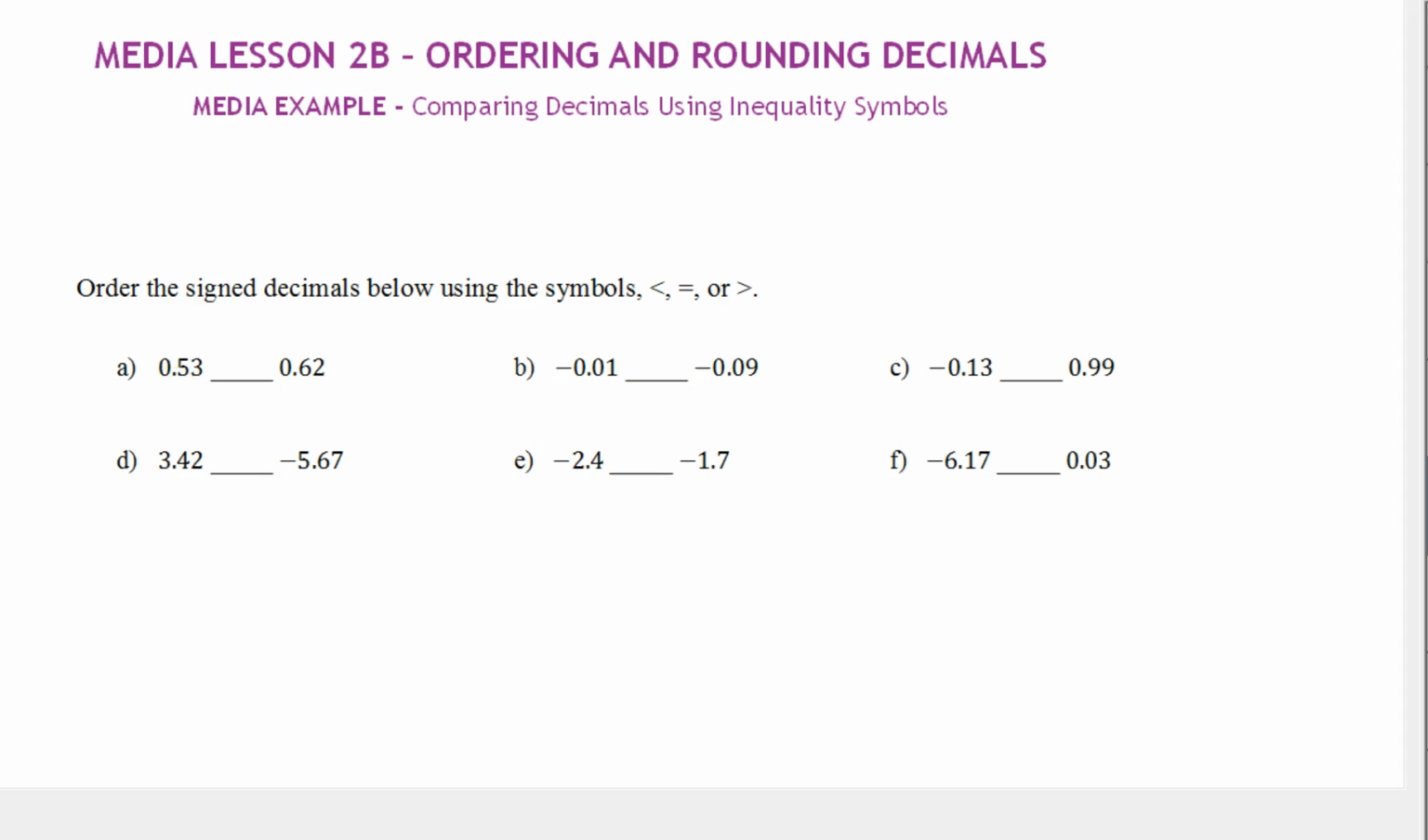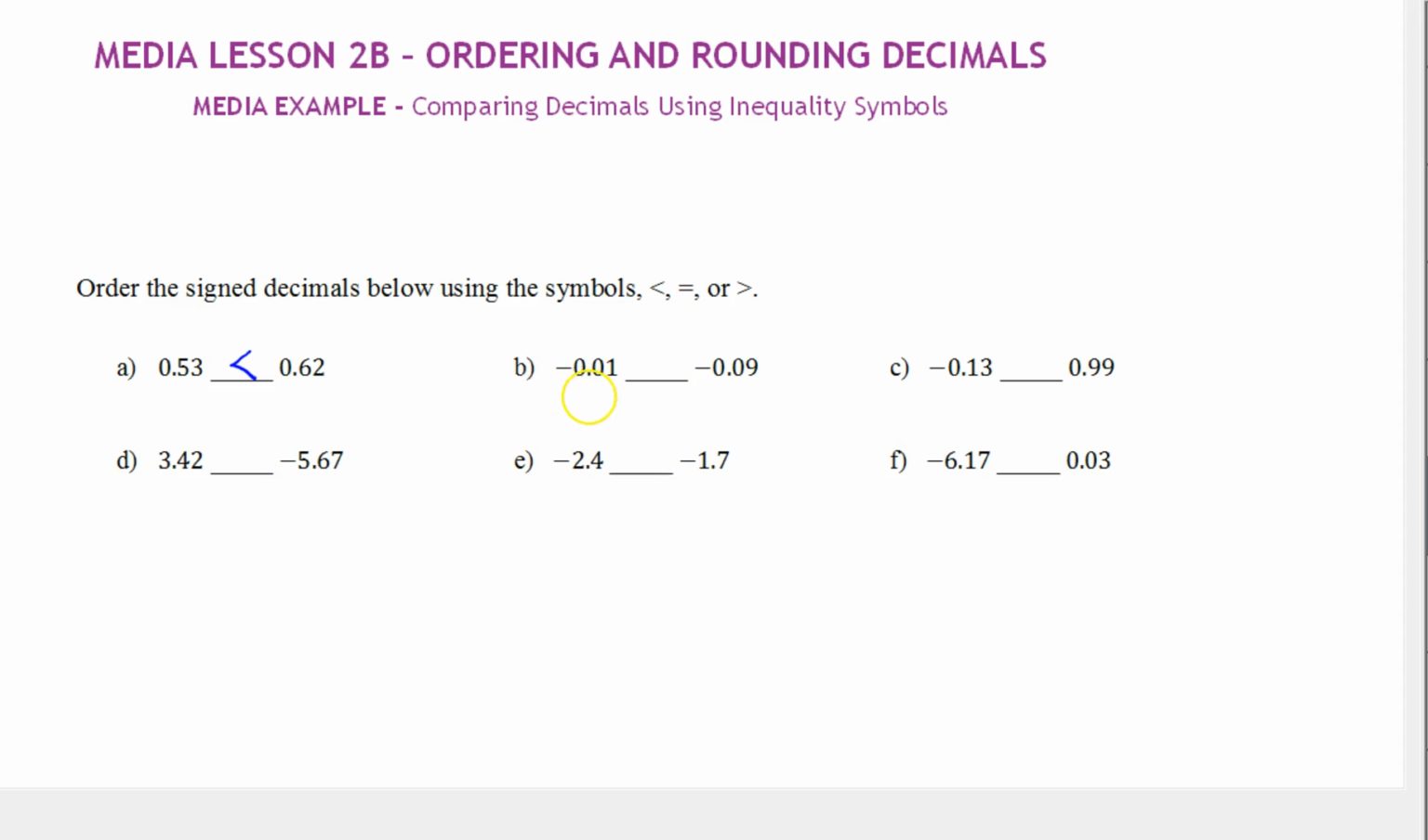So we have 0.53 or 53 hundredths, 62 hundredths. So I'm going to look at these, looking at the tens place. Okay, so they're both 0 in the 1s. The tens place, this is a 5, this is a 6, so this number is larger. So the open part of the inequality sign will go towards 0.62.